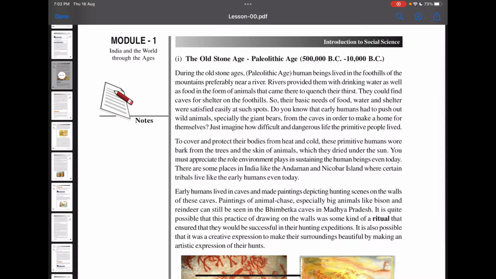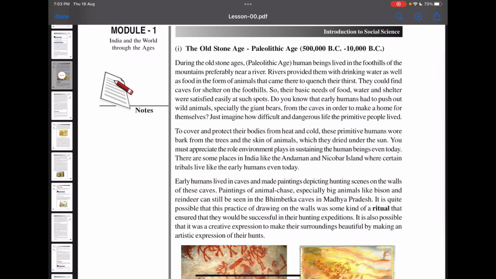foothills of the mountains, preferably near a river. The river provided them with drinking water as well as food in the form of the animals that came there to quench their thirst. They could find caves for shelter on the foothills, so their basic needs of food, water, and shelter were satisfied early at such spots.